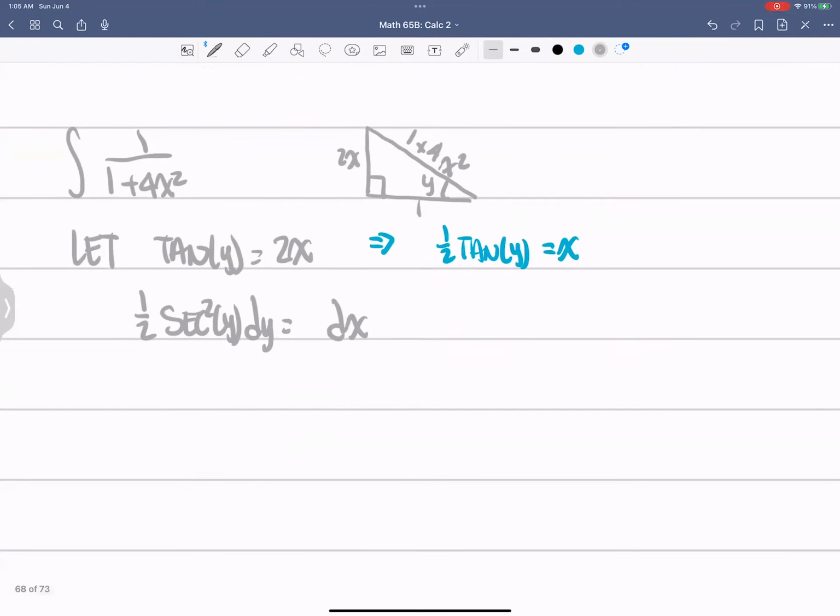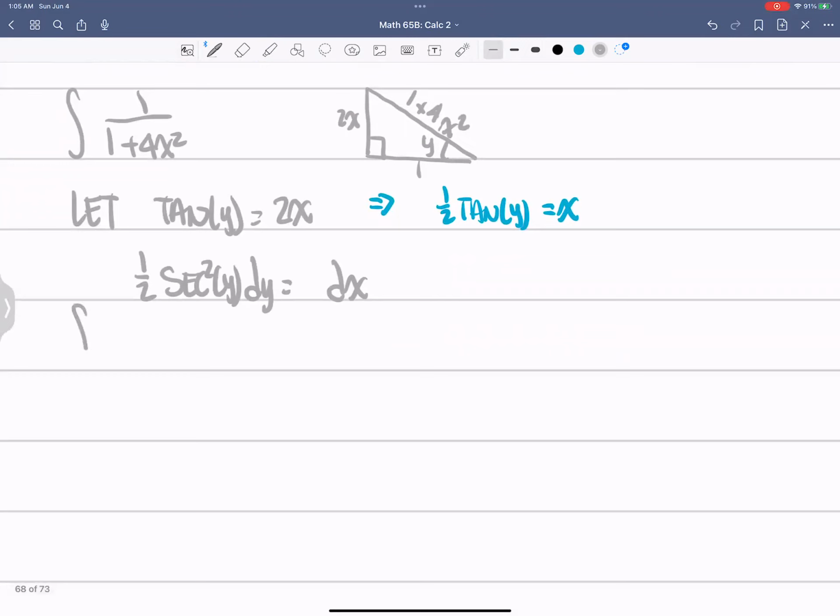So let's start integrating, see what we end up with. So integrating here, everywhere we see an x, we're going to plug in 1/2 tangent y. So 1 plus 4 times 1/2 tangent y squared. And here we have 1 over 2 secant squared y, and dy I'll put over here on the side.